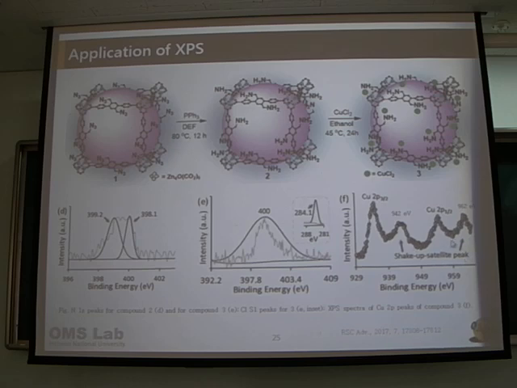This satellite peak is very important for copper 2. If this one is copper 1, that means the satellite peak is not detected. I don't understand. You added copper 2 chloride, and why are you concerned about copper 1?